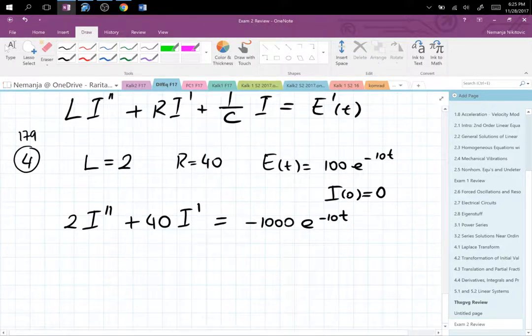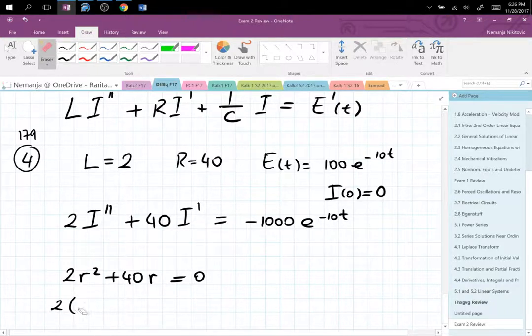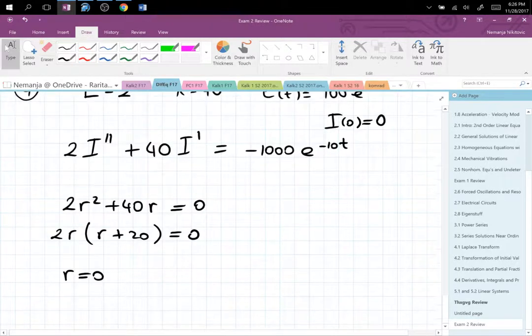So now we get to solve this. What should we do? We do the homogeneous problem over here with 2r squared plus 40r equal to 0. Kick out 2r, you get r plus 20 equal to 0. So r equals 0 and r equals negative 20.